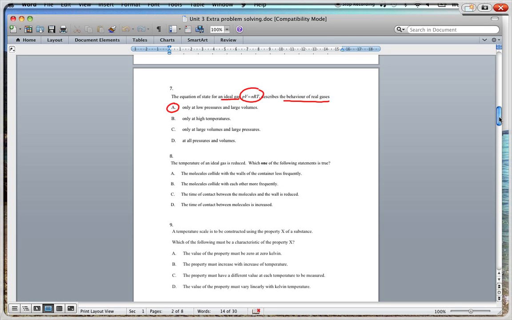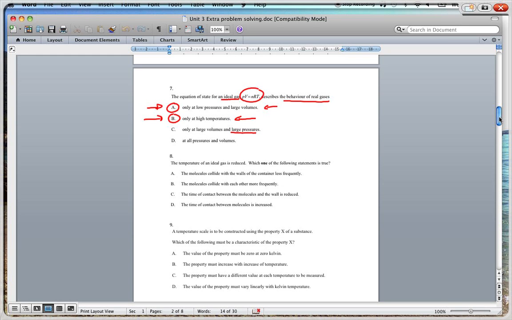Only at high temperatures is also a possibility, and only at large volumes and large pressures. Not at large pressures isn't good because you're forcing the molecules close together. So it's between those two. I'm not quite sure which one I would go for there. I'd have to do some more thinking about that, but one of those two. Very high temperatures, it depends what they're talking about. Perhaps the best one would be B, but certainly A also. Very high pressures would cause a problem also.